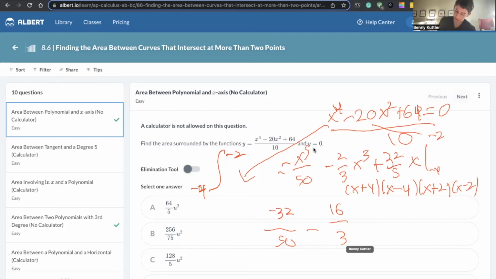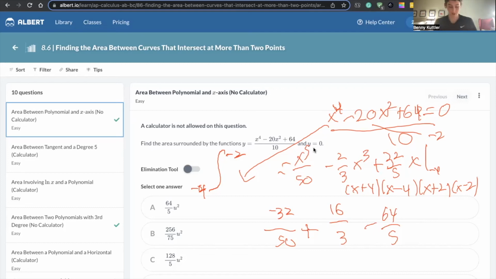Actually, it's probably plus, yeah, plus that, 32 over 5x, x is -2, minus 64 over 5. And we're gonna have to add that all up, aren't we? So I think our least common denominator is going to be 15, which is also kind of annoying.